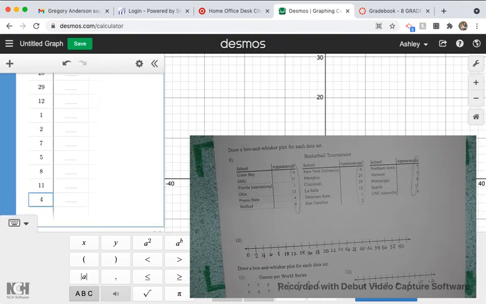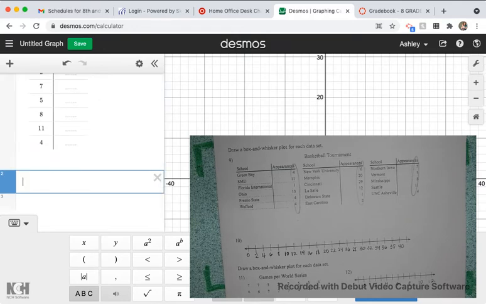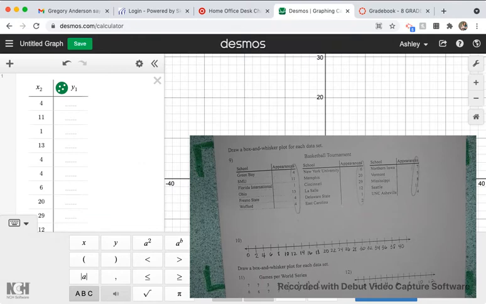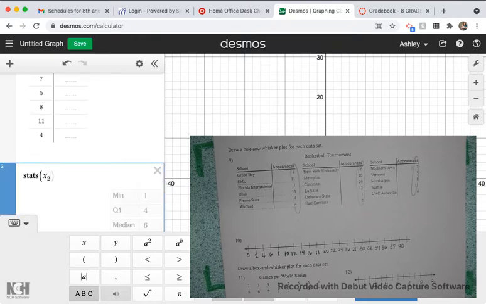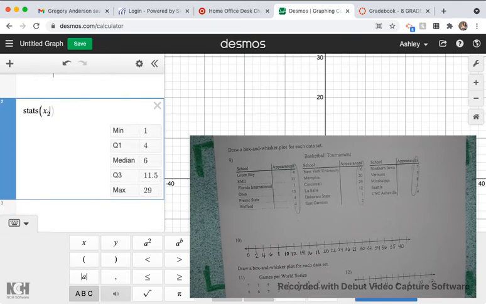Okay, and then we click the box underneath it, and we're going to create our box and whisker plot. So for this one, we're going to go to stats and stats. And then the name of the data was x2. So that's what we typed next to this, x2. If I typed x1, nothing's going to happen because that's not the name of my data. The name of your data is whatever's on top of the table. Okay, so this is what we need. The min, Q1, median, Q3, and our max.